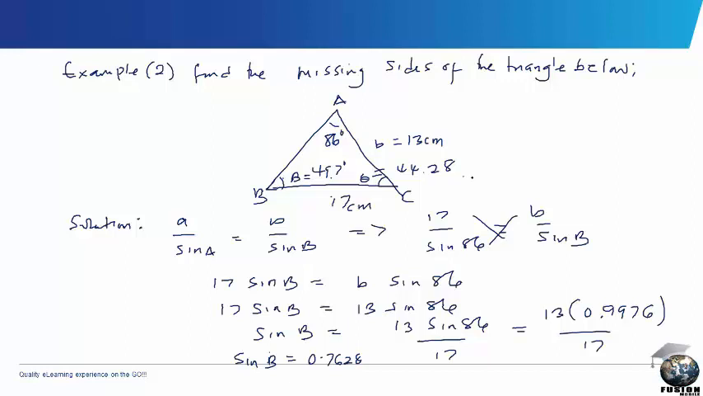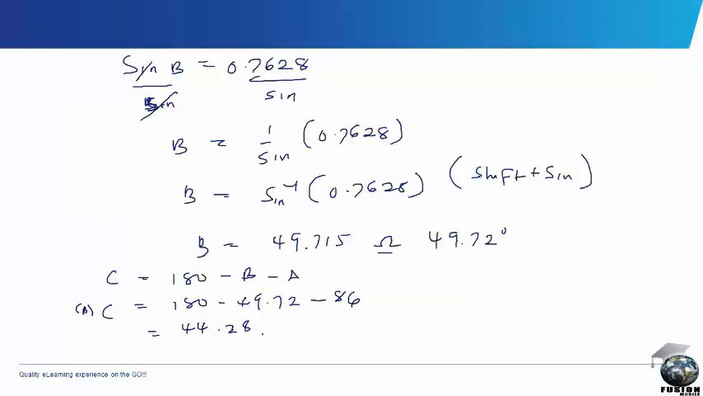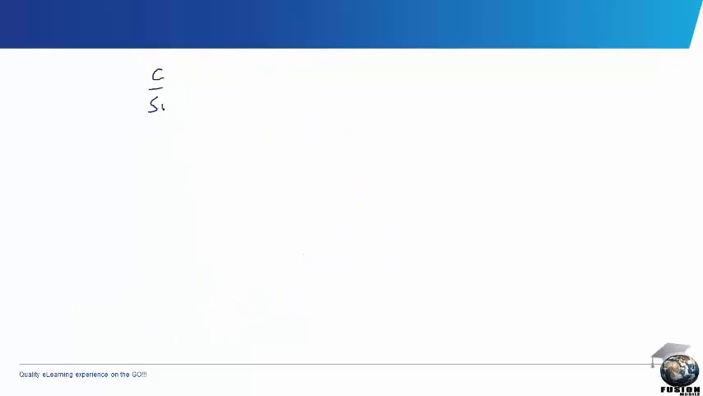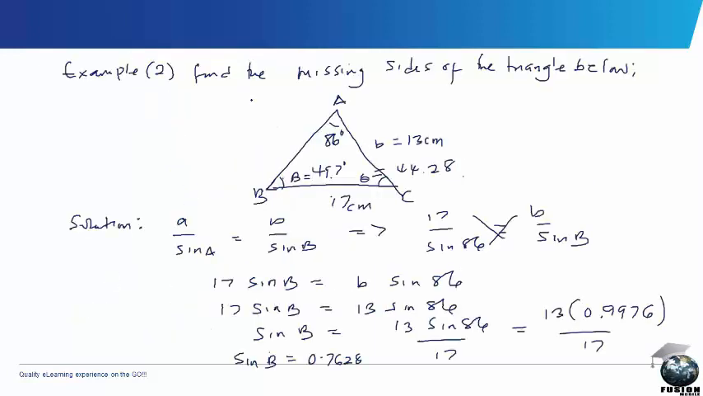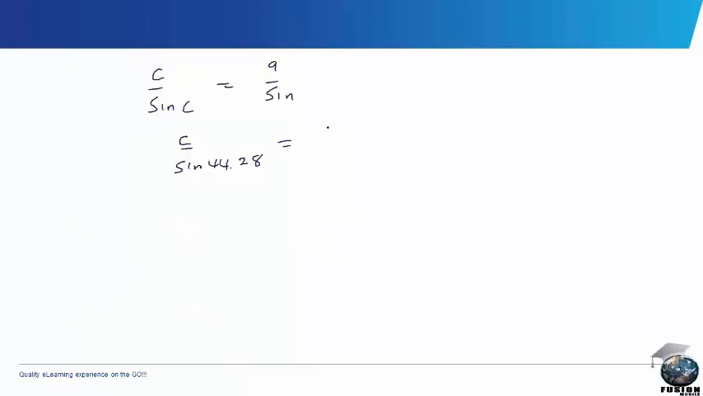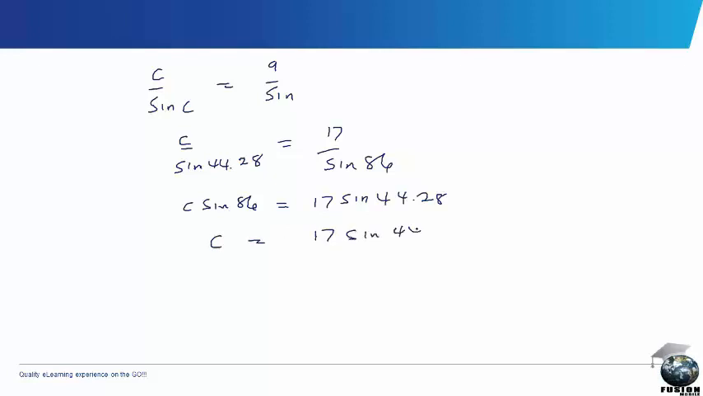We can as well find its angle. Since we have the angle for C to be 44.28, we can find the side C. The side C over sine C will be equal to A over sine A. So we have C over sine 44.28 equal to 17 over sine 86, and so C sine 86 is equal to 17 sine 44.28, so that C will be equal to 17 sine 44.28 all over sine 86.